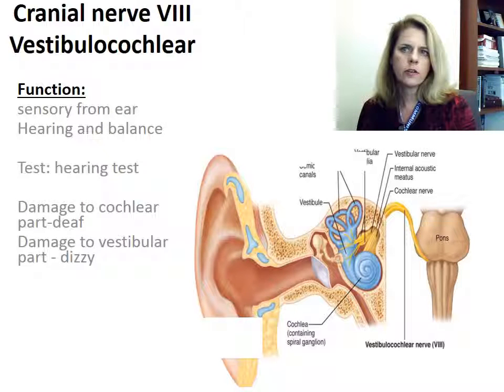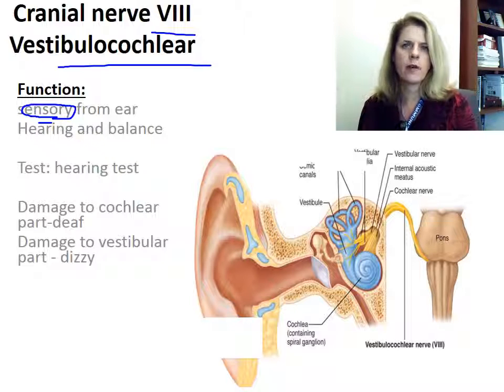Okay, cranial nerve number 8 is the vestibulocochlear nerve. It's a sensory nerve. Some textbooks will show that it has a small motor component. For us, let's just go with sensory. We'll just kind of ignore that little small motor part for now. But the sensory part has to do with hearing and balance. And when we do the special senses, we're going to talk about equilibrium, balance, and hearing.